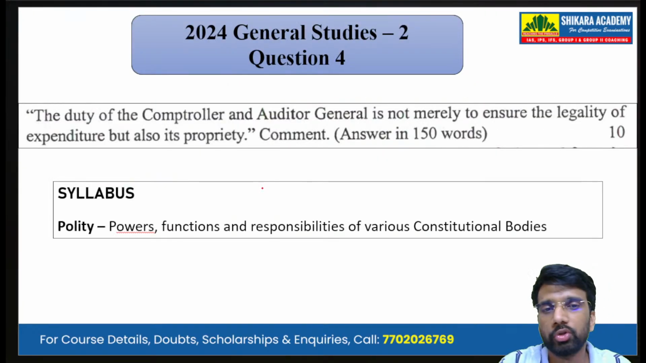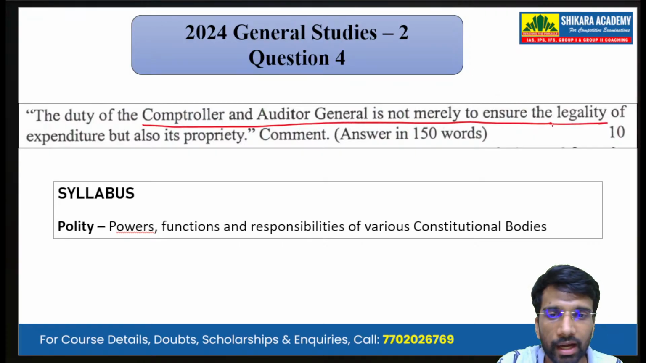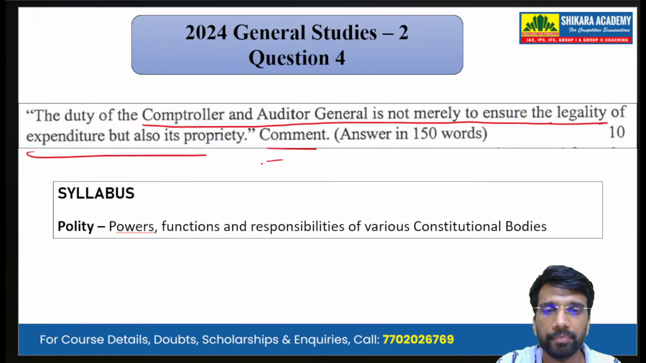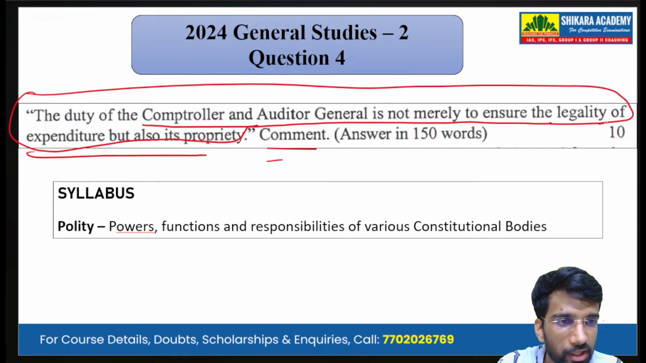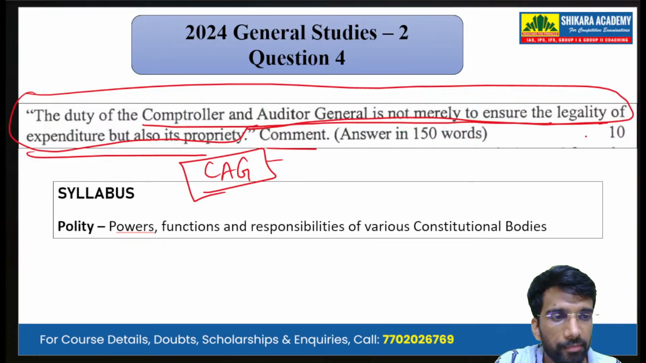Moving on to the fourth question. The duty of the Comptroller and Auditor General is not merely to ensure the legality of the expenditure but also its propriety. Comment. The question is asking about the roles and responsibilities of the CAG. A 10-mark question we have to answer in 150 words.